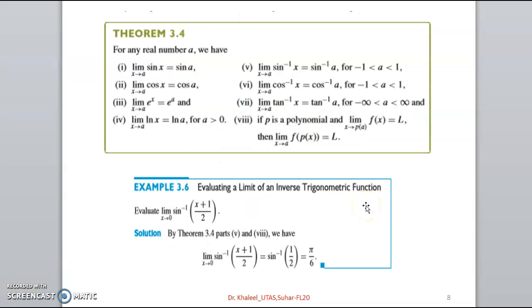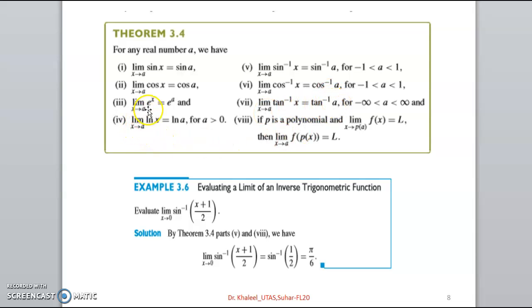Then we have some important simple formulas for finding the limit of trigonometric functions, sin x, cos x, and some inverse functions, limit of sine inverse, cos inverse, and tan inverse. Please remember, I just substitute x equal to a: sin x becomes sin a, cos x becomes cos a, sine inverse x becomes sine inverse a. I put x equal to a for cos inverse a, and x equal to a for tan inverse a.